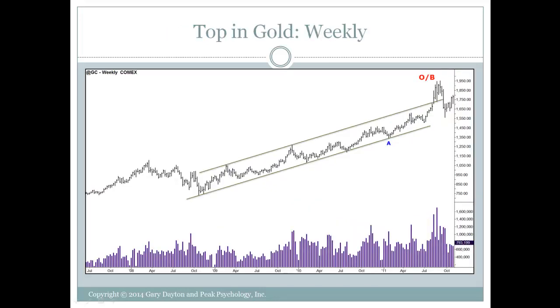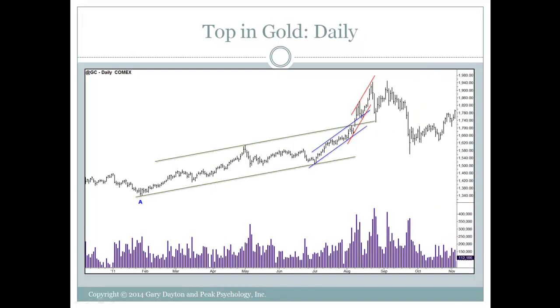Okay, let's take a look at the top in gold. This was the 2011 top in gold. Now here, it's a little more difficult to see the acceleration coming in. And so we're going to shift over to a daily chart in a moment. But note here, I just marked this point on the weekly chart with A, and then we've got the top up here, right? And we're going to look at gold. Gold's a very good model for us.